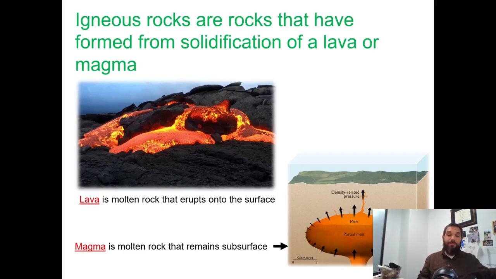Lava, of course, gets erupted, extruded onto the surface, and that's going to be exposed to the air, and that's going to create very rapid cooling, very rapid solidification. On the other hand, you have a magma. It's going to stay underneath the ground. It's going to be insulated there. It's going to be kept at a certain pressure and a certain temperature. It's going to take a lot longer for that to cool down or solidify.